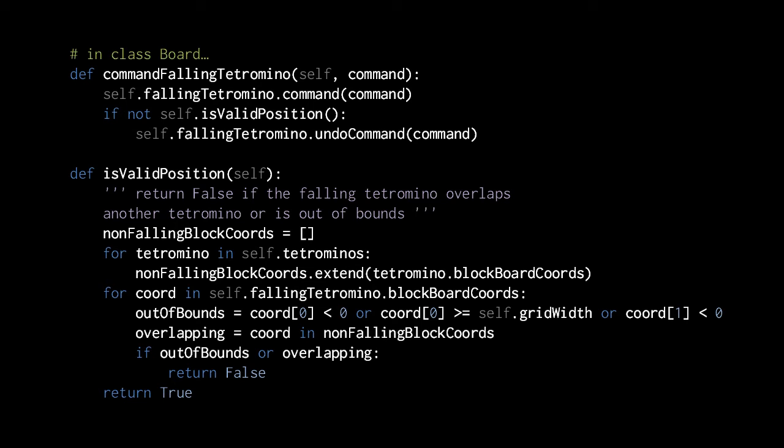If either case is true, the position is invalid, and so the method returns false. If we get through all these tests without finding any out of bounds or overlapping coordinates, then the method returns true. If you're not familiar, the Python in operator returns true if its left operand equals any item in its right operand. So here the expression chord in non-falling block chords returns true when chord equals any item in non-falling block chords.